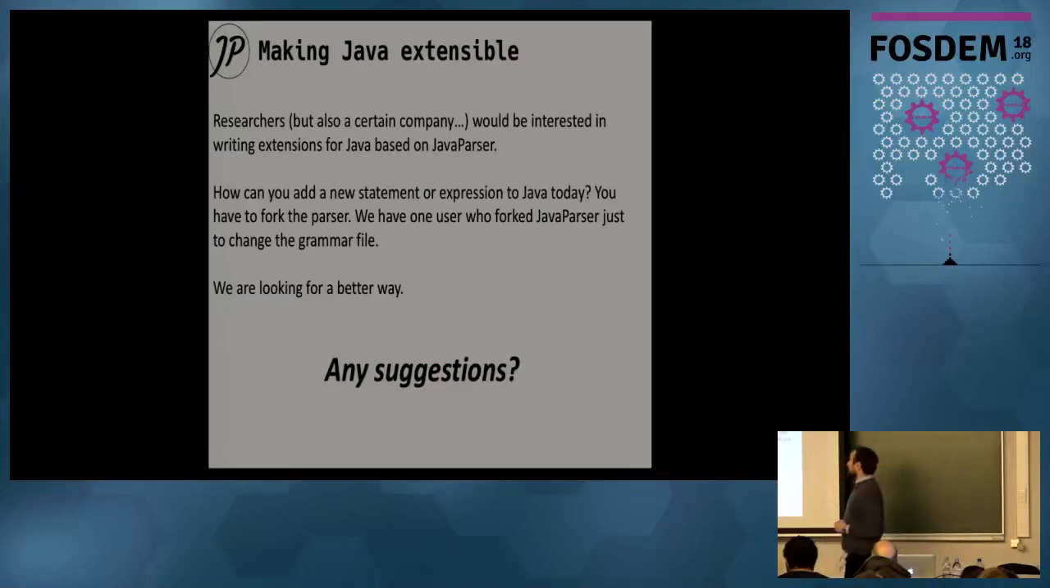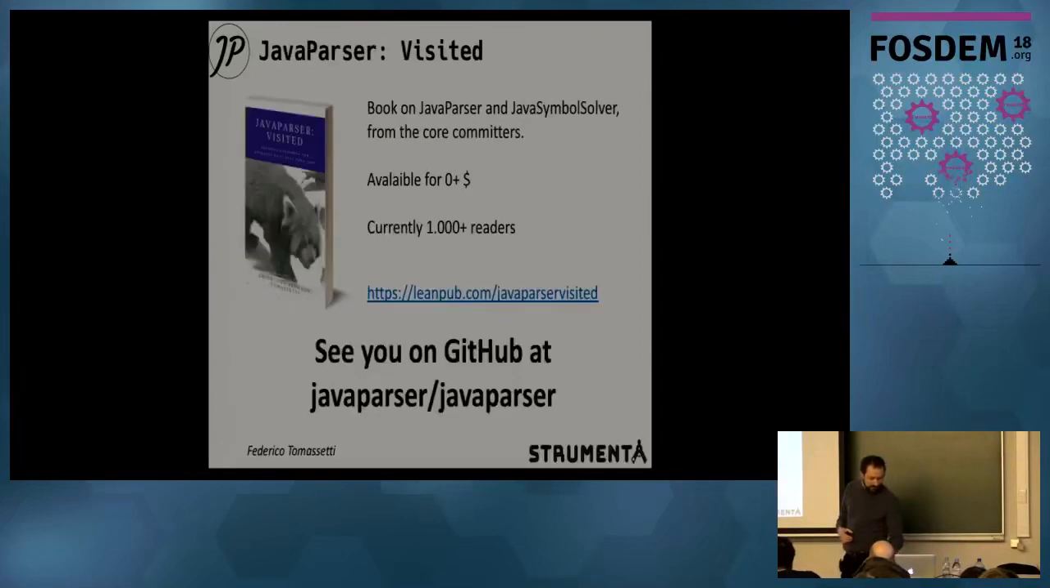The final use case that we would love to support is making Java extensible. This is because of some discussion we had with some researchers and with a very large company involved with open source. What they need to do is take Java and add new statements to it. The problem is that currently the only way they can do that is taking an original compiler or a tool like JavaParser and fork it, because there is no way to allow for extension of the grammar itself. So we are looking for better ideas and suggestions, and if you have ideas, feel free to share them with us. And this is the last slide.